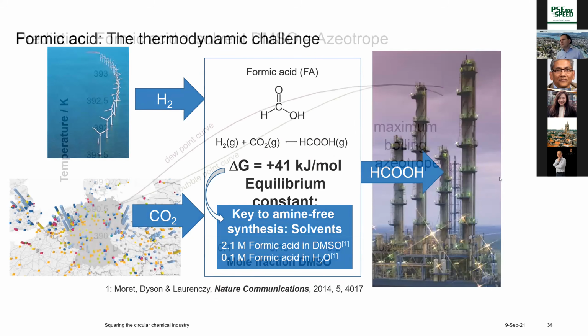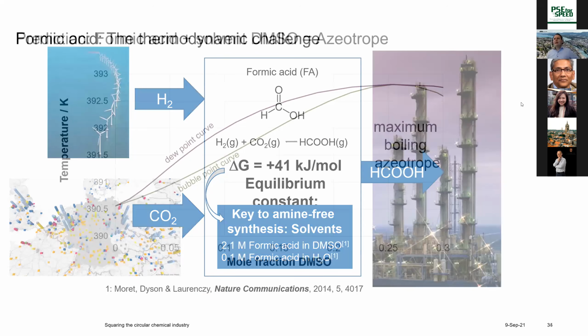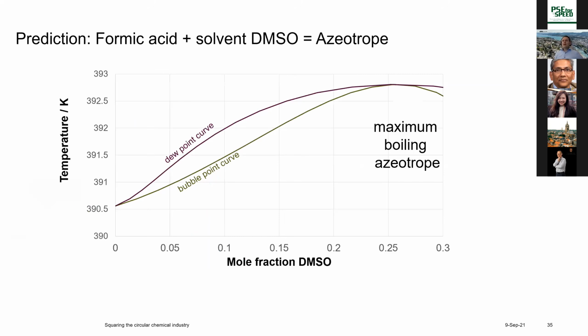And that's what Christian Jens did. And actually, I'm not sure whether you're seeing him. What he predicted, what COSMO-RS predicted, is that formic acid and our new beautiful solvent form an azeotrope. This is the vapor-liquid phase envelope. So the prediction was that there is an azeotrope.